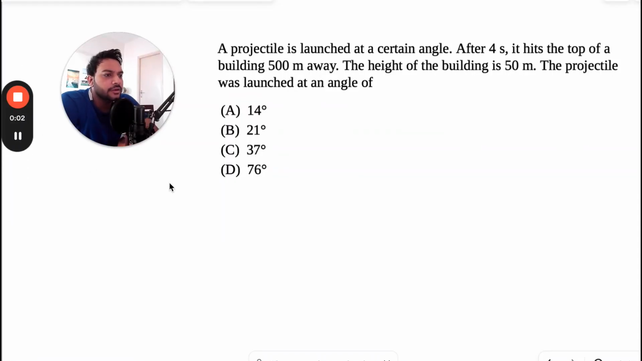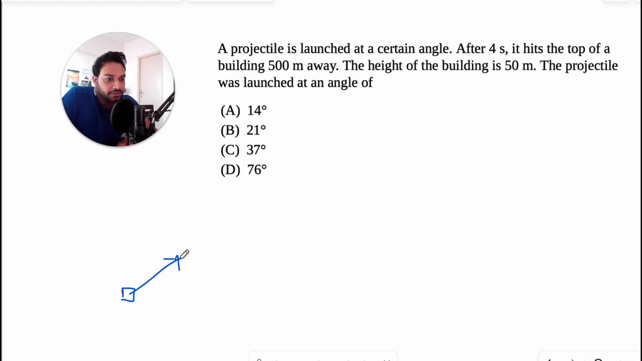A projectile is launched at a certain angle. After 4 seconds, it hits the top of a building 500 meters away. The height of the building is 50 meters. The projectile was launched at an angle of? Okay, so they're asking the launch angle of the projectile. So there would be an initial velocity. This here is the projectile. It'll be launched with an initial velocity, let's say u, at an angle with the horizontal theta.